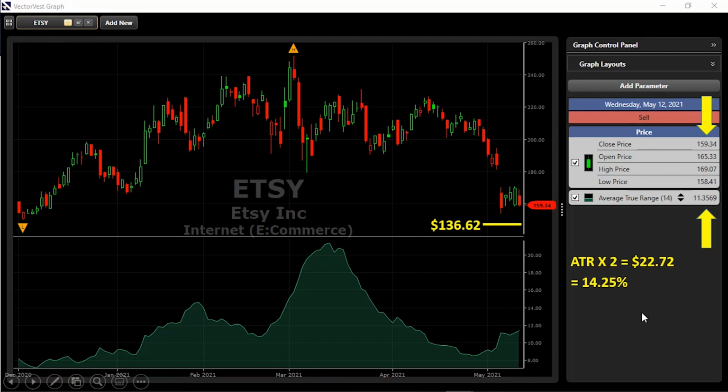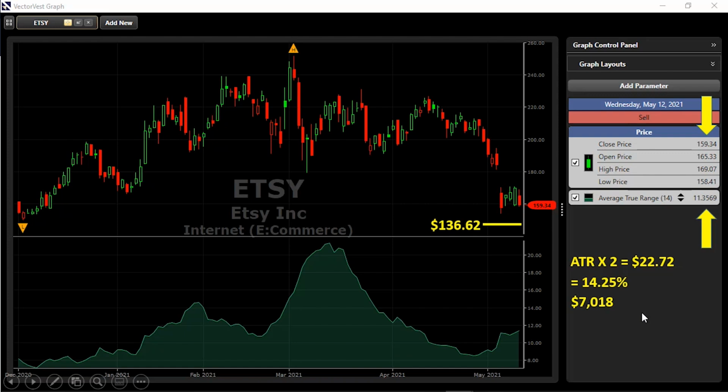If we were to allow the stock to fall 14.25% and invest $10,000 into it, we would have a max loss of about $1,425. Well, that's more than the $1,000 that we're willing to risk or lose on this trade. So what do we do? We have to adjust our position size. We have to buy fewer shares. We have to put less money into the trade in order to abide by the 1% rule. Therefore, we put $7,018 into the trade.